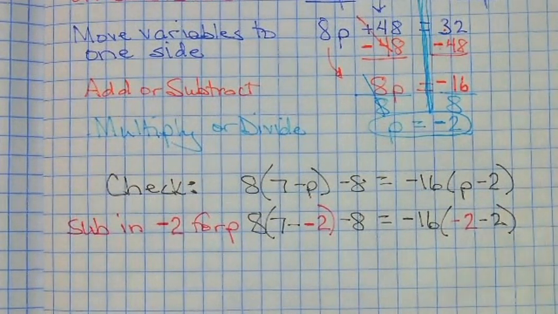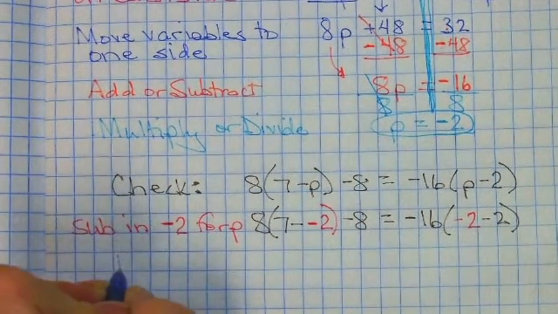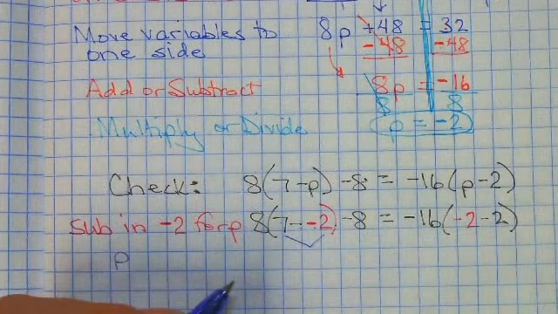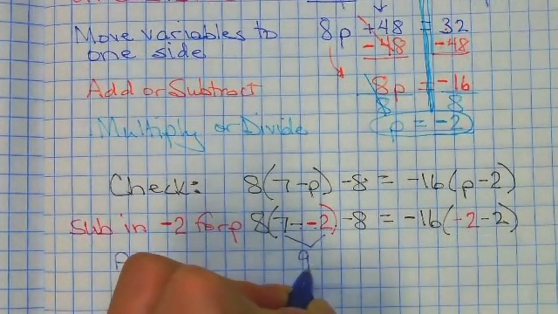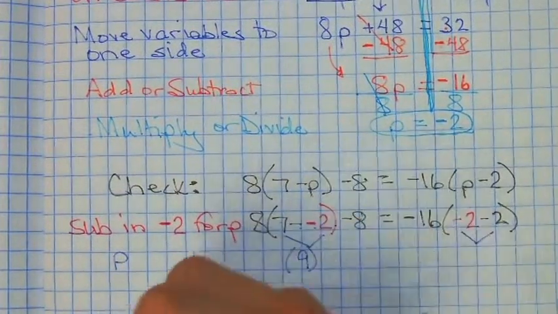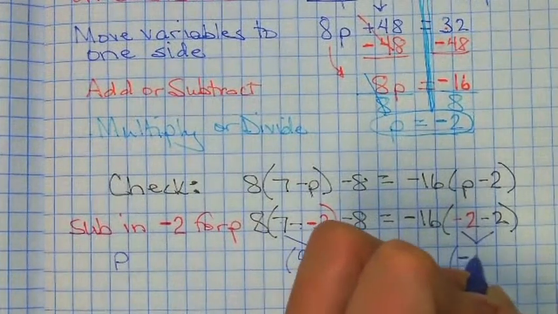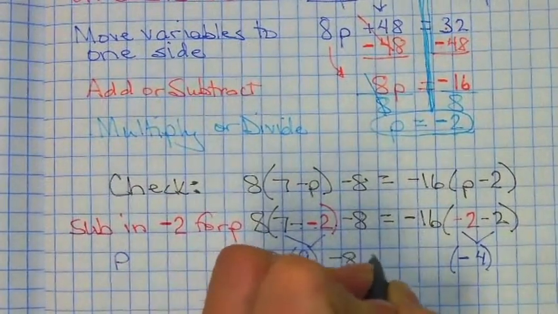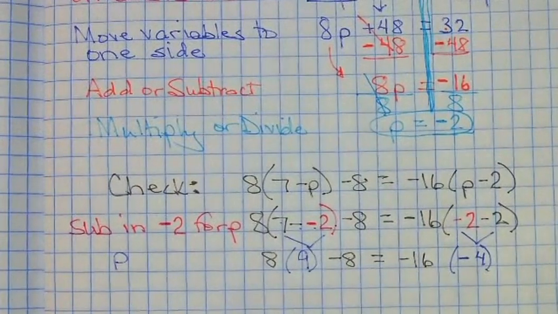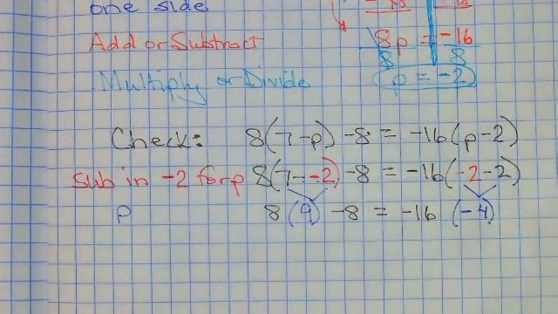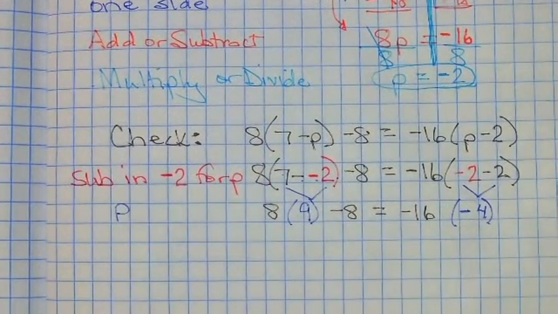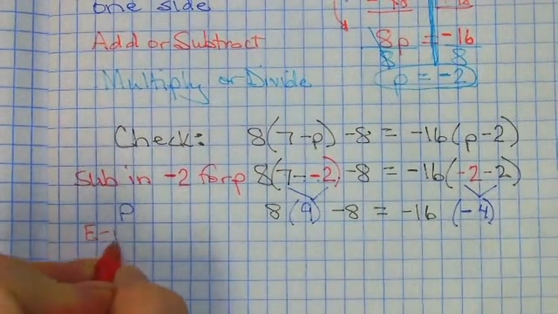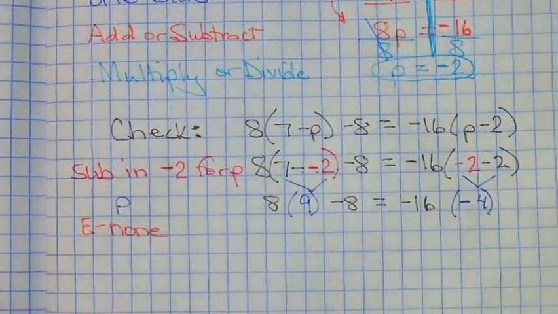All right. So then what we do is we follow PEMDAS. So we've got some parentheses to take care of. So 7 minus negative 2 is 7 plus 2, which is 9. Negative 2 minus 2 is negative 4. And we keep everybody else the same. So there is no E, no exponents or roots.